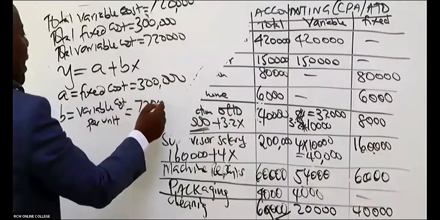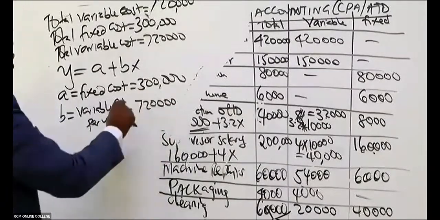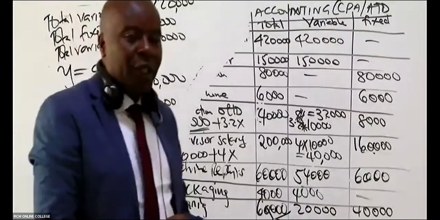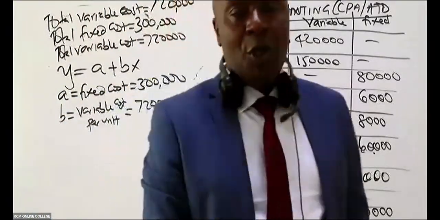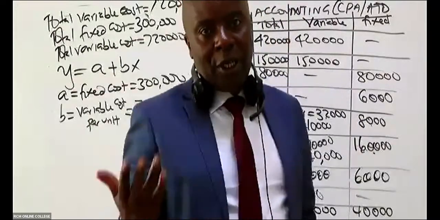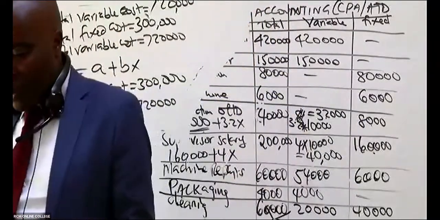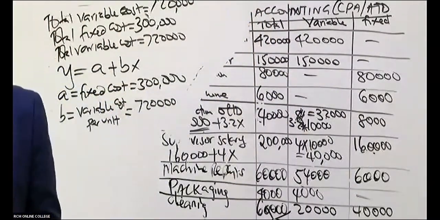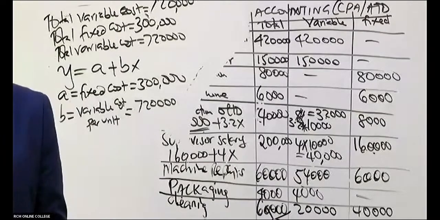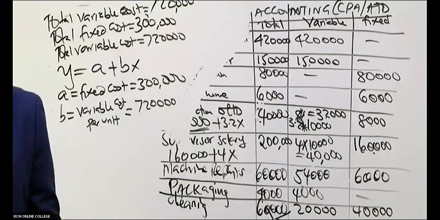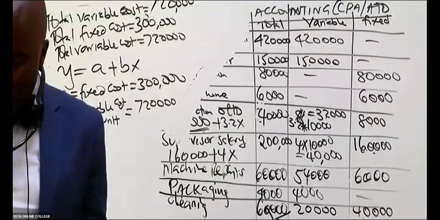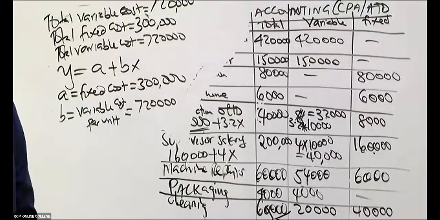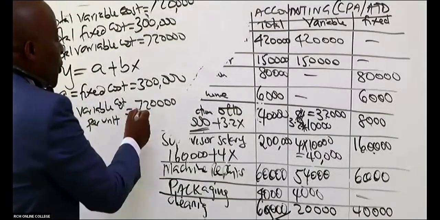Whatever we have here is variable cost for how many units? This 720,000 variable cost has been incurred to produce how many units? Somebody. It was given in the question. The 720,000 has been incurred for how many units? This 720,000 is total variable cost. Yeah, thank you, Kennedy. You are really following. Thank you, Mwiti, for producing 10,000 units.